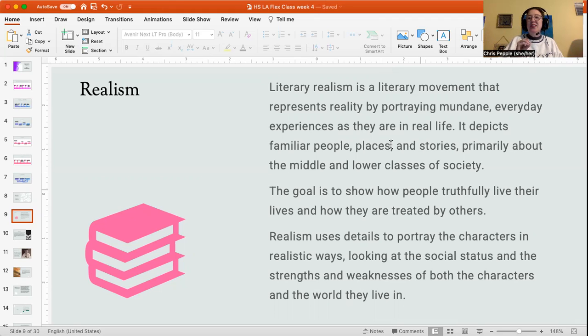Realism focuses on details. When you read someone who writes in the realistic style, they really focus on the details to portray the characters in realistic ways. They're looking at the social status and the strengths and weaknesses of both the characters and the world that they live in. So, no sugarcoating whatsoever. Very realistic, looking at the details of what life is.